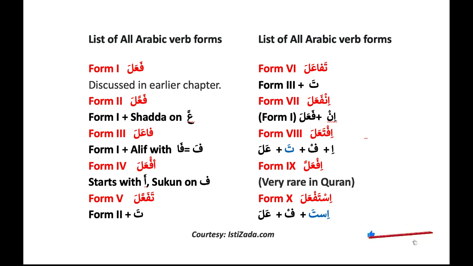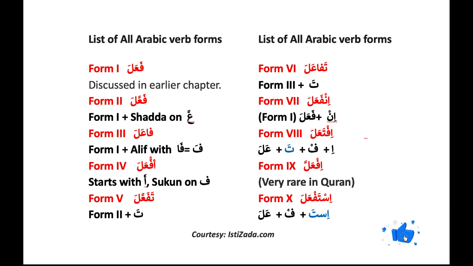So fa'ala has become af'ala in form 4. Form 5, look at this. Form 5 has actually taken the changes from form 2, because form 2 we already have as fa''ala, and on form 5 the letter ta has been added before form 2. So fa''ala has become tafa''ala. MashaAllah. Form 6: form 3 and form 6 have some similarity. Form 3 is fa'ala, and on form 6 the letter ta has been added before form 3, making it tafa'ala. It was fa'ala in form 3 and it is tafa'ala in form 6.